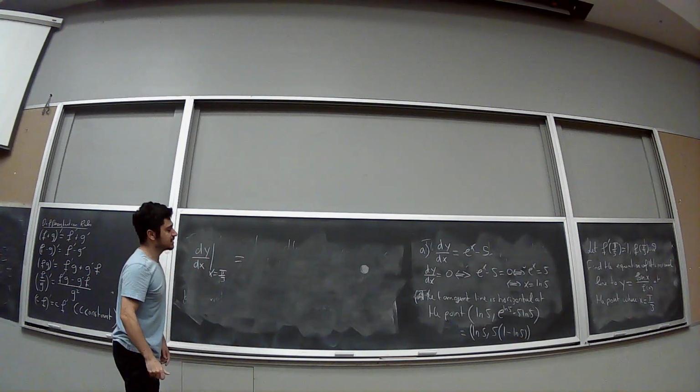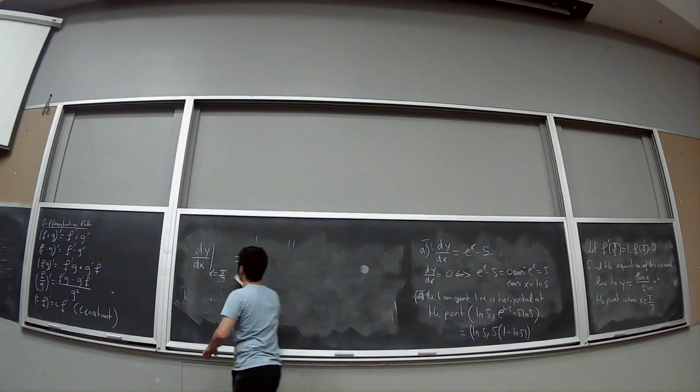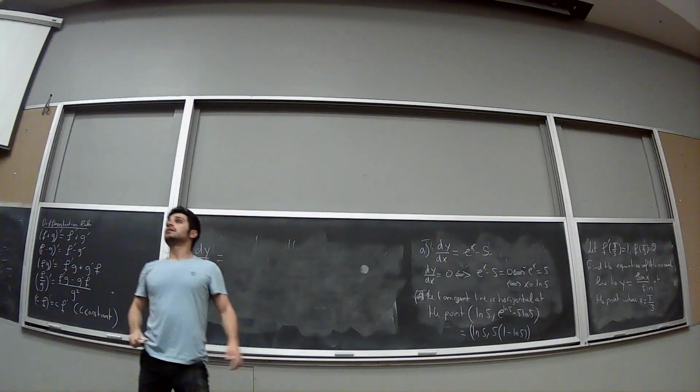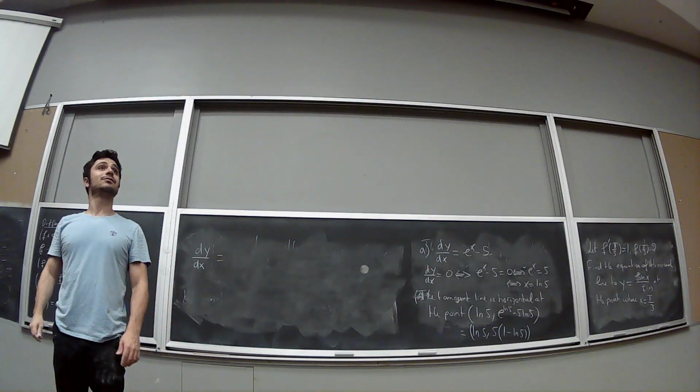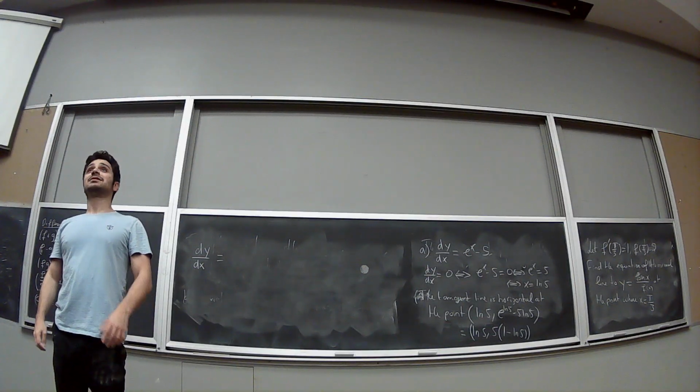What is dy by dx? Let's write just dy by dx here and then plug in pi over 3. dy by dx, who wants to help? Who volunteers? Any volunteers? No? Someone else? No volunteer? Yes?